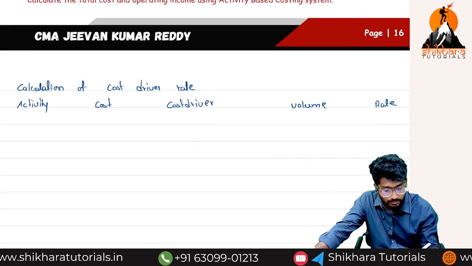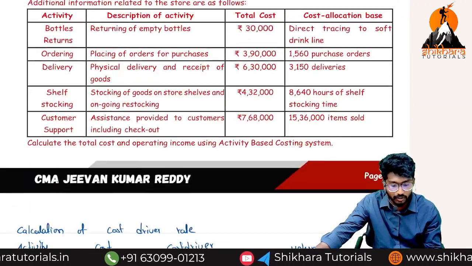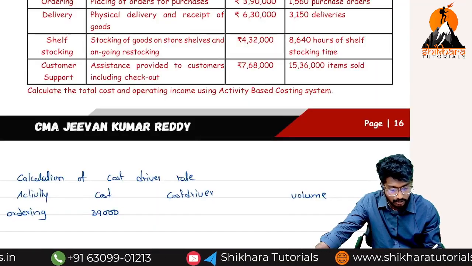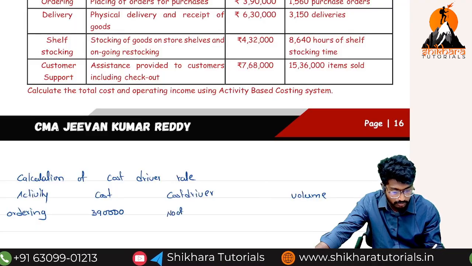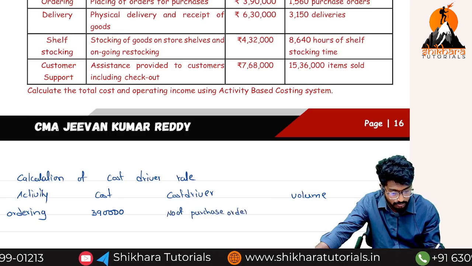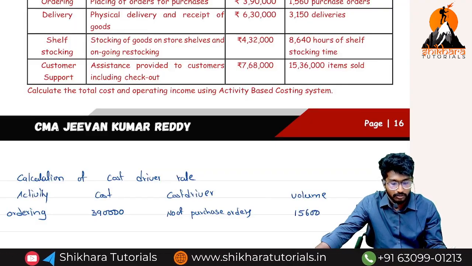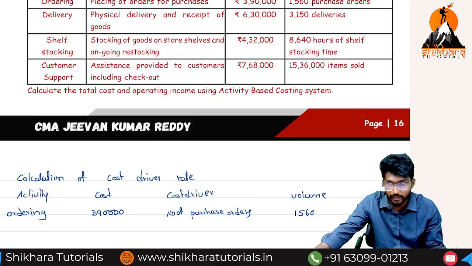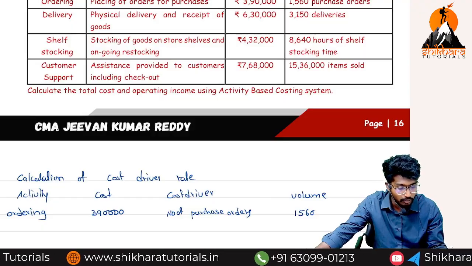Next activity is ordering. What is the cost for ordering? 3 lakhs 90,000. What is the cost driver? Number of purchase orders. What is the volume? 1560. Now 3 lakhs 90,000 divided by 1560. 250. 250 per order.